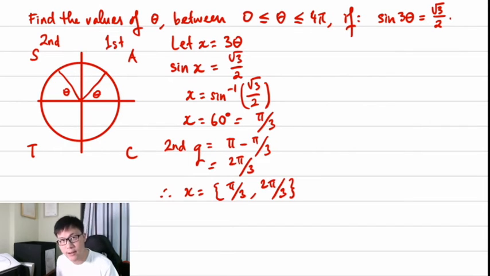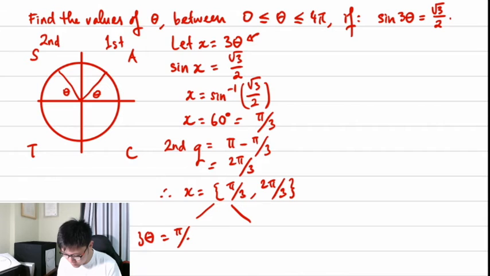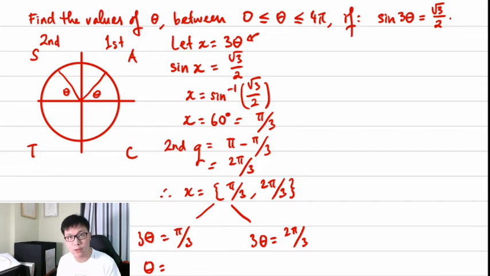Now this is not the final solutions because we need to write down our solutions in terms of theta. And remember that x is equal to 3 theta. Therefore we can change this into theta form. 3 theta equals pi over 3, or 3 theta could equal 2 pi over 3. If you divide both sides by 3, you'll have pi over 9, and if you divide both sides here by 3, you'll have 2 pi over 9.